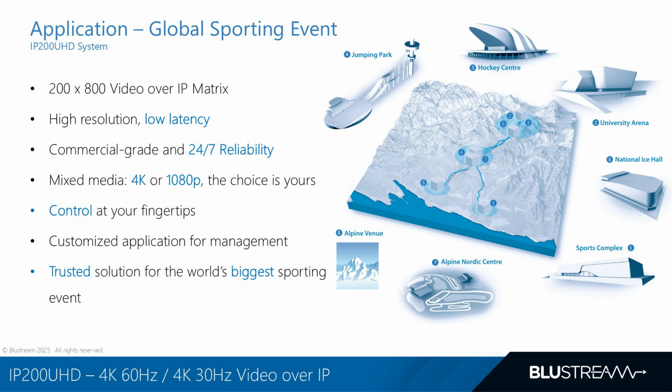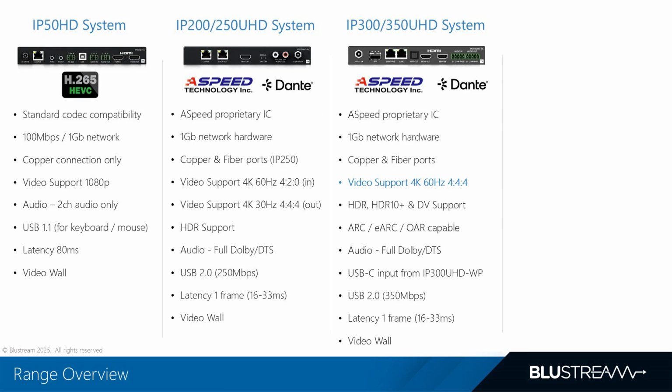From a small residential system to a multi-venue global broadcast, Blustream delivers. And as we like to say, if it works for the world's biggest sporting event, it will absolutely work for your next project. Now we move on to the IP300 UHD series, our most advanced A-speed-based video over IP platform to date.